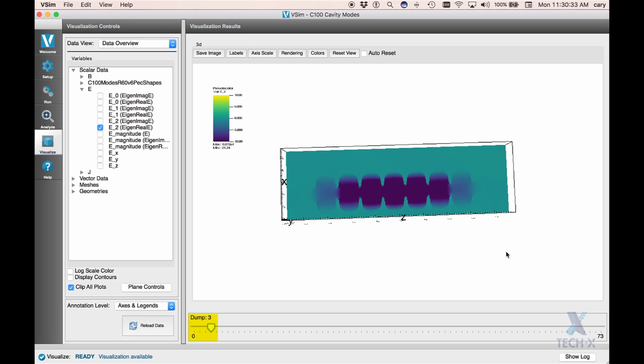We then see dump 3, which is the first of the 7 modes in the accelerating band. Dump 4 has, of course, odd parity. Dump 5 has even parity again. Dump 6 has odd parity again. Dump 7 has even parity again. Dump 8 is again odd with no accelerating voltage in the central cell. And finally, dump 9 is the pi mode that one uses to accelerate particles.